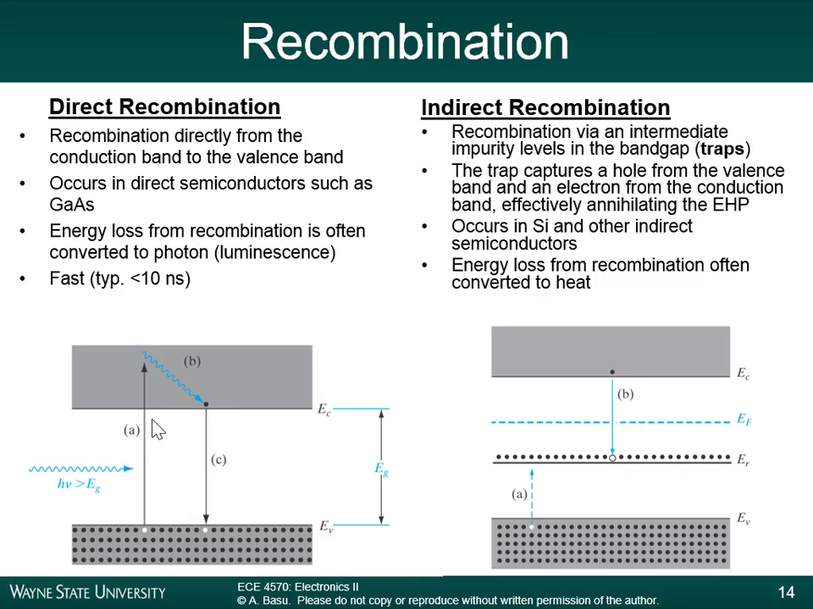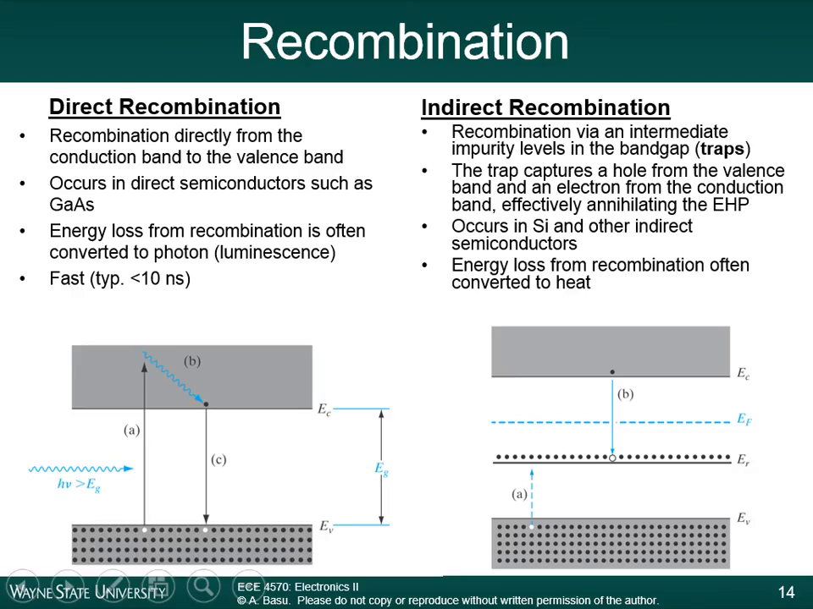Compare this to indirect recombination. In indirect recombination, you have an intermediate energy state within the band gap, and that is what's responsible for the recombination. So what happens is that the trap will capture a hole from the valence band. So this is part A here. Rather, an electron will drop down from the trap level into the valence band. And then an electron will drop from the conduction band into the trap level.